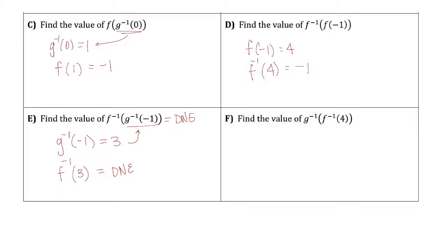Now for part F, we're going to first find f inverse of 4, which looks like it's going to be negative 1, and then g inverse of negative 1, and that's going to give us 3.